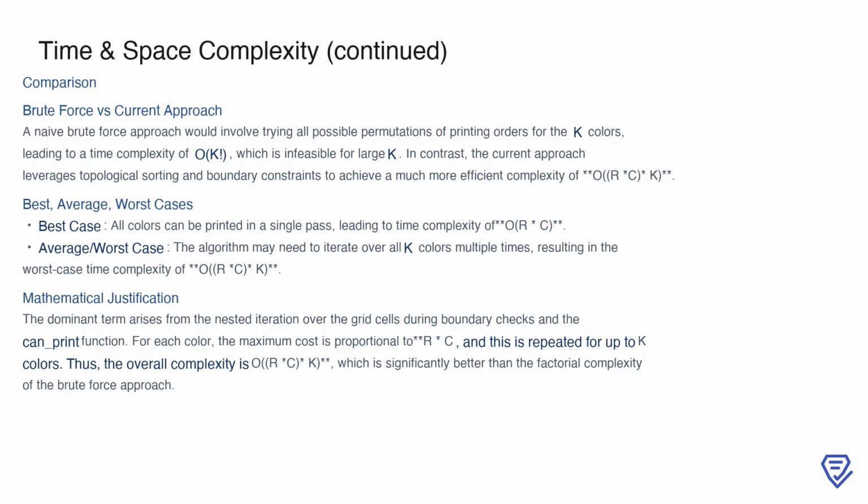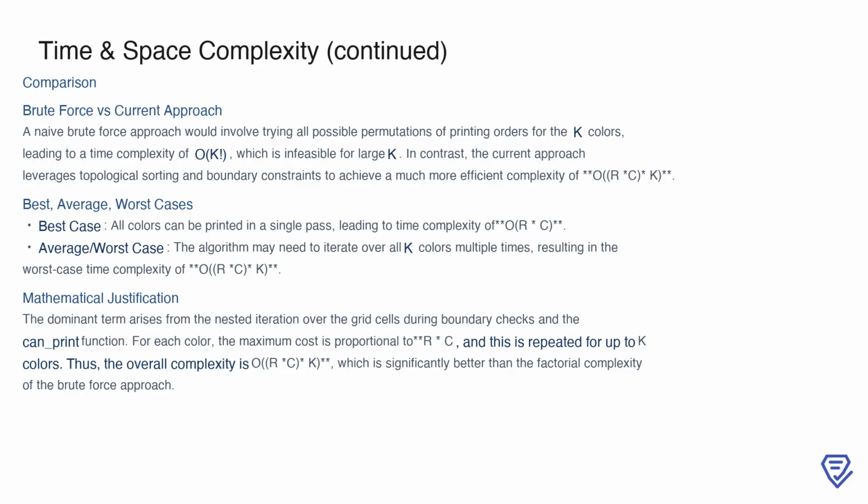Considering best, average, and worst-case scenarios, the best case occurs when all colors can be printed in a single pass, resulting in a time complexity of O(R*C). However, in the average or worst-case scenarios, the algorithm may need to iterate over all K colors multiple times, leading to the worst-case complexity of O(R*C*K).